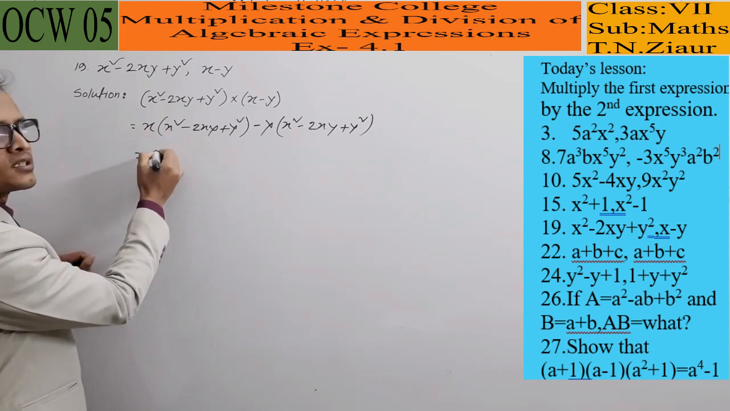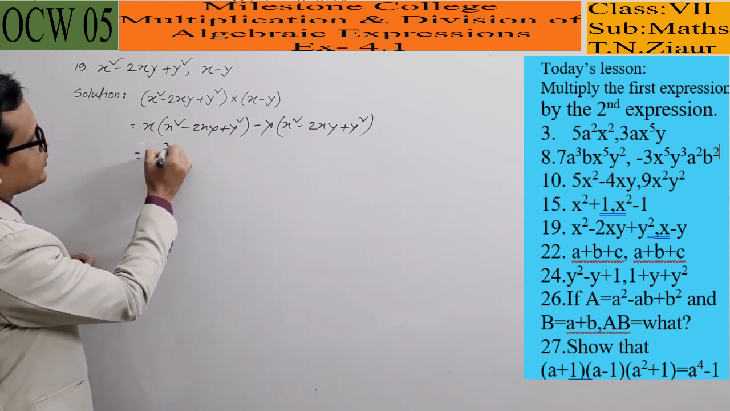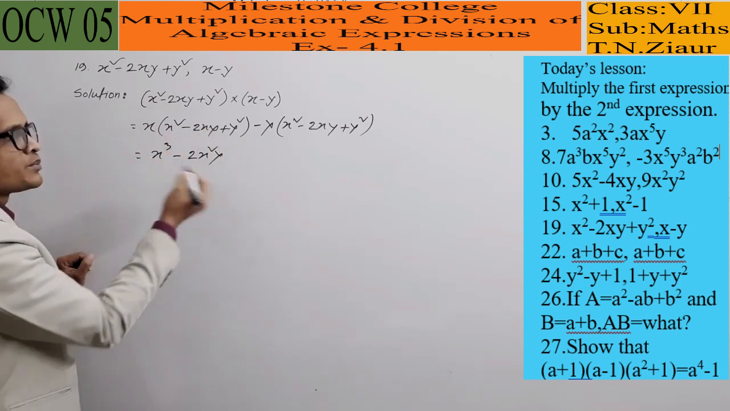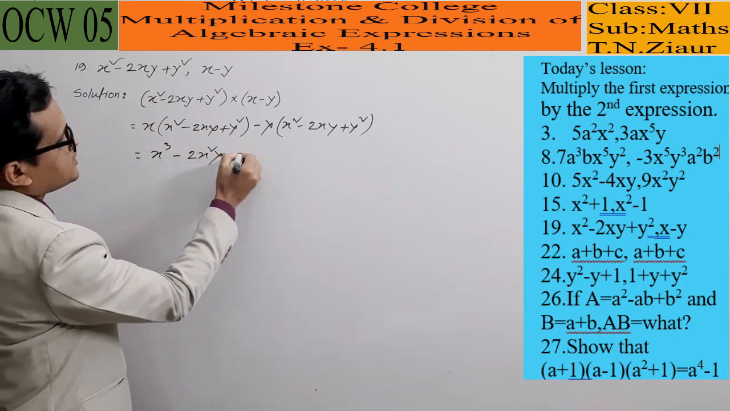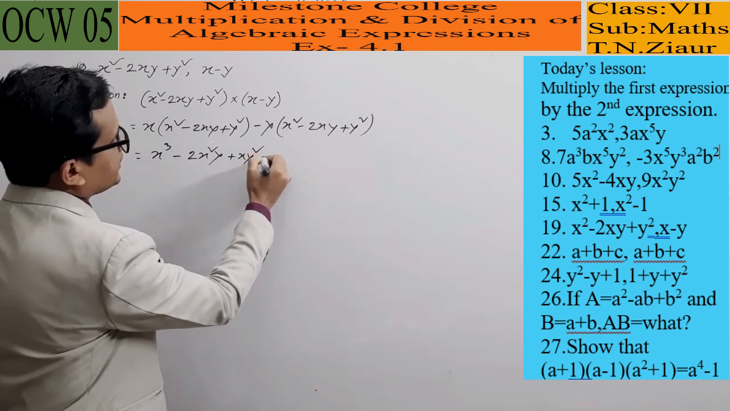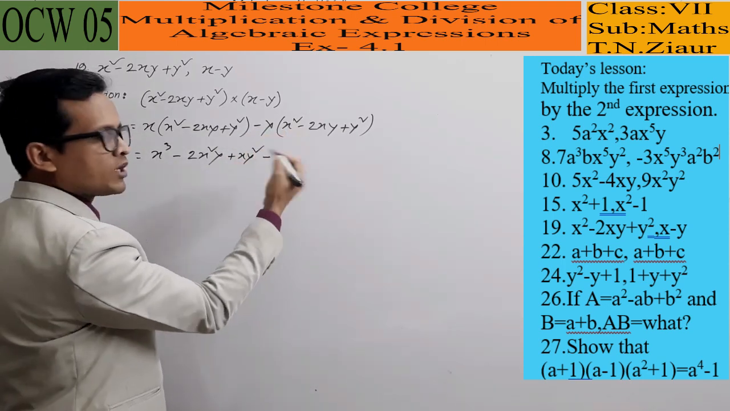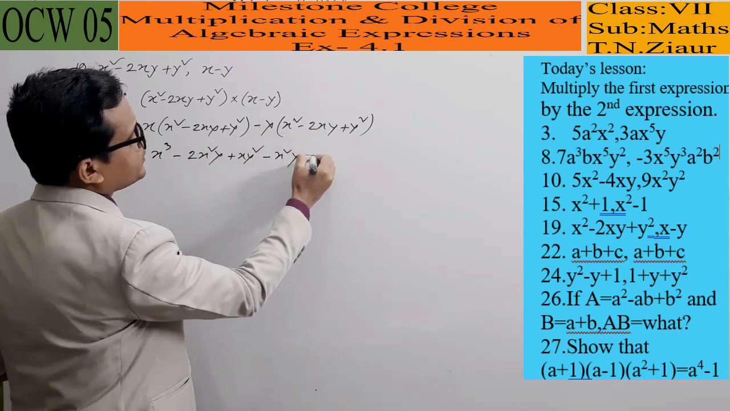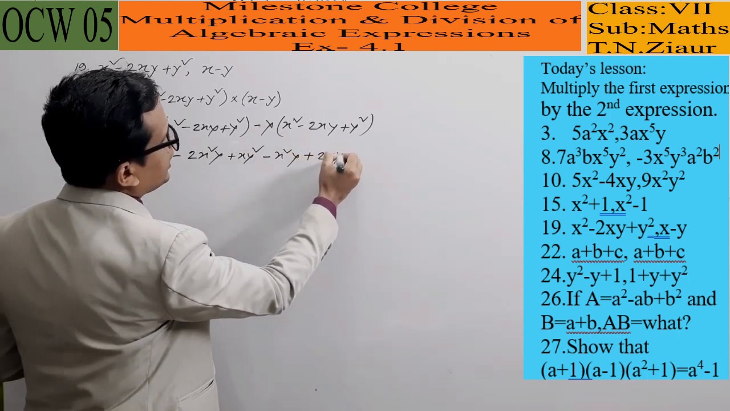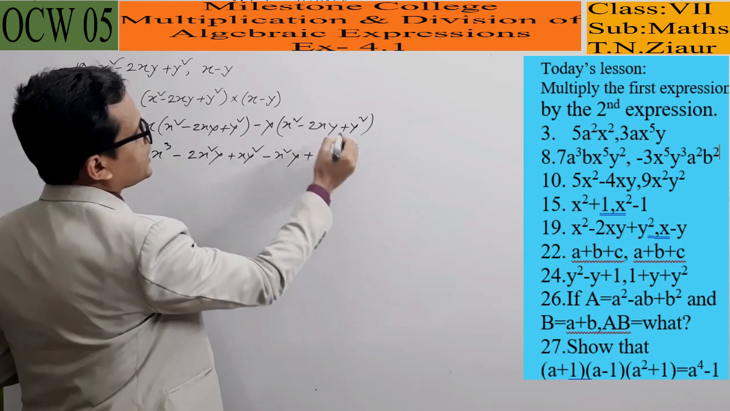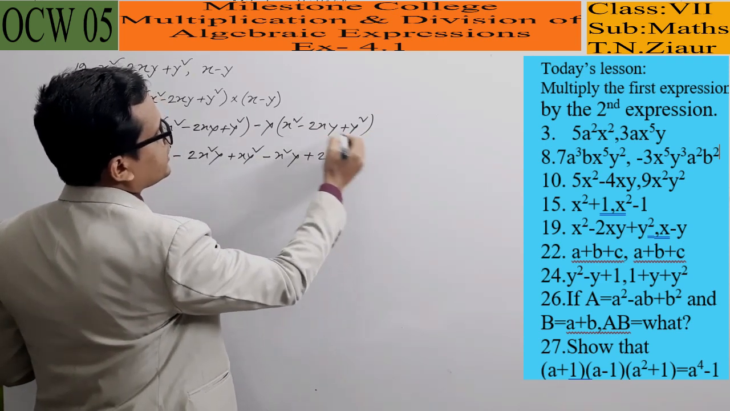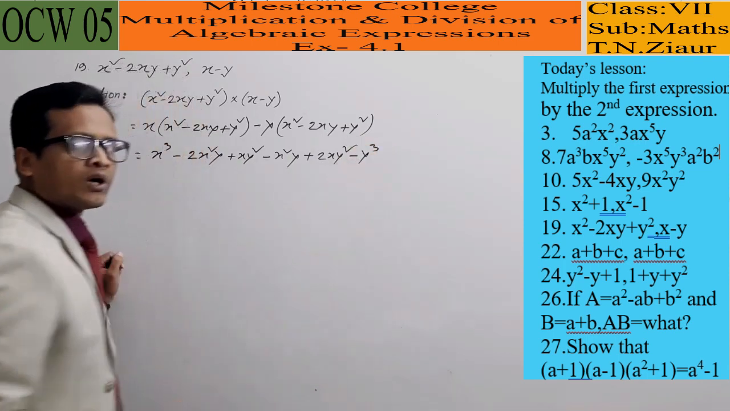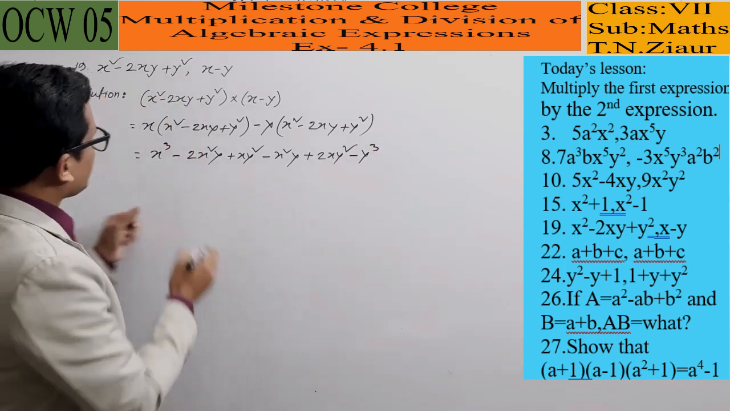So x into x square will be x cube, right? Then 2x square y, x into x, that means x square, then plus xy square. Then minus x square into y, we have to multiply, so x square y, minus minus makes plus, so it will be 2xy square. Plus minus makes minus, so it will be y into y square, so it will be y cube. Clear, students? So now it's very easy.